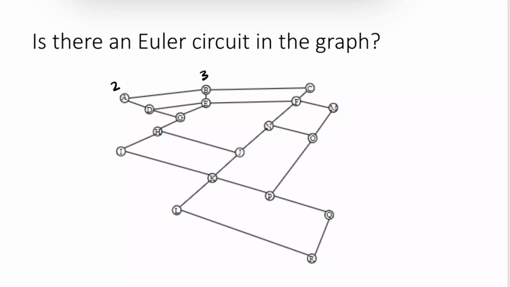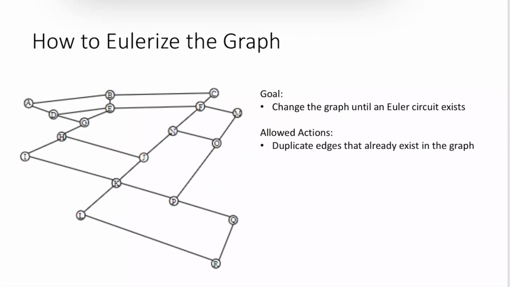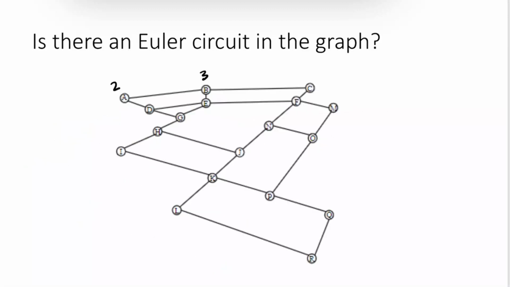So the goal of Eulerization is to take a graph that does not have an Euler circuit and change the graph so that it does have an Euler circuit. The rules for Eulerizing a graph are that you are allowed to duplicate edges that already exist in the graph. So you can't create new edges, but you can duplicate edges that already exist. And so this is an example where we could Eulerize the graph.